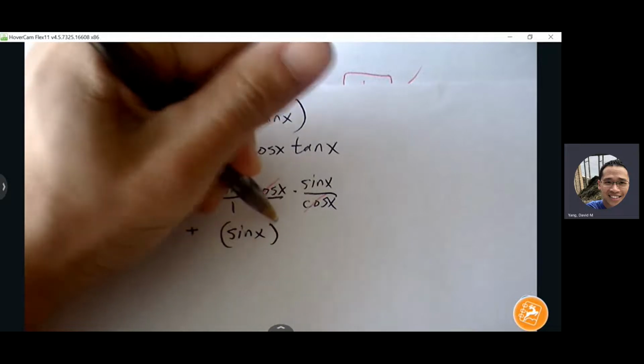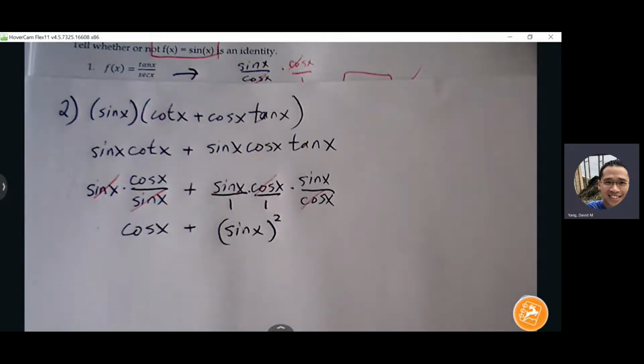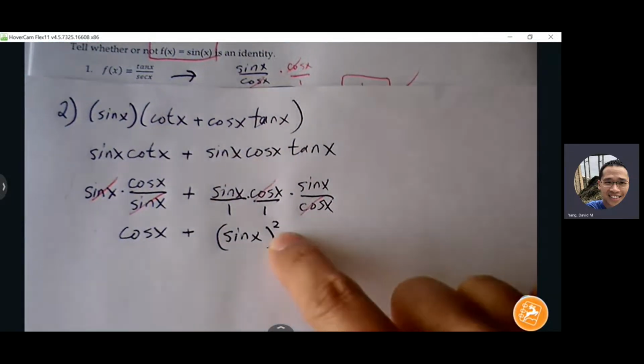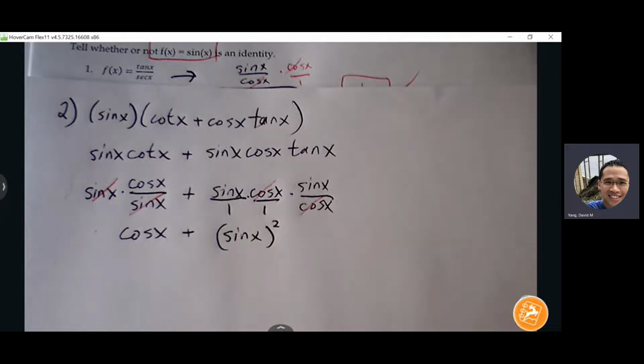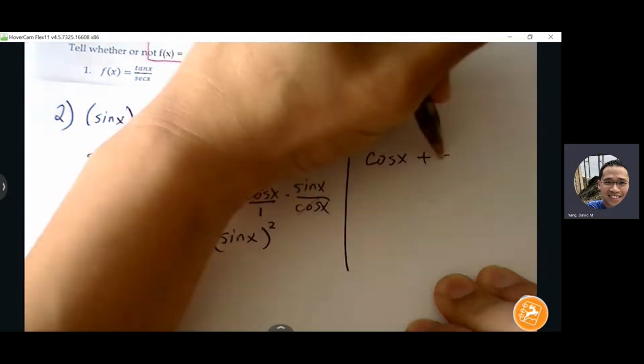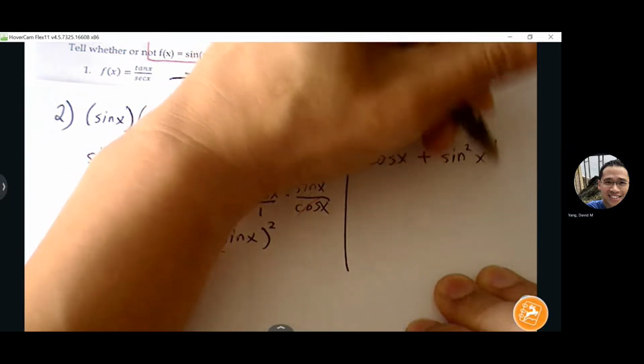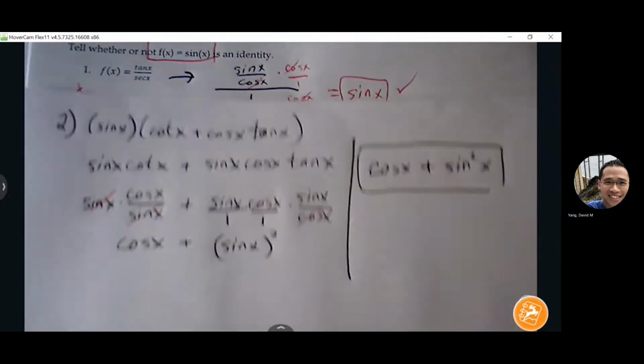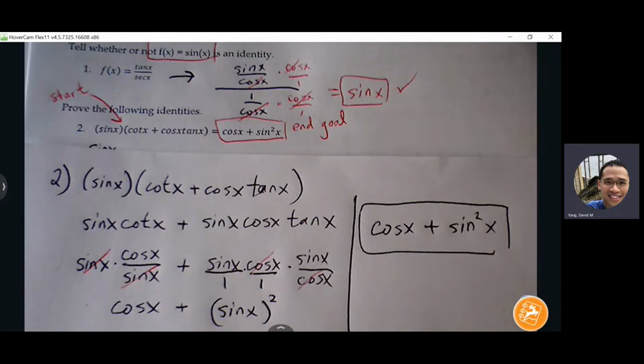If you want to write it out that way, then it's going to be sine x squared, but we know that there's a shorthand way of writing it. We can put that 2 between the sine and the x, and it means the same thing. Okay, do we reach our end goal? Yes, so that's how we know when to stop. We stop when we can make the left side turn into the right side.